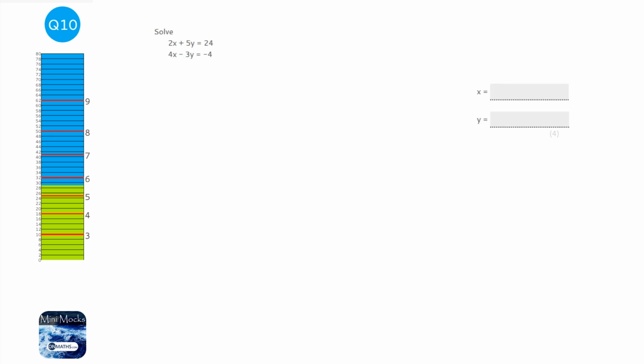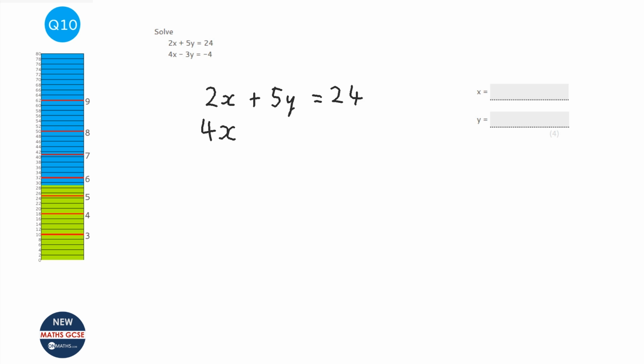Okay, so we have a set of simultaneous equations, and I'm just going to start off by just writing them out to give myself a bit more room, because it's a little bit too small otherwise. So I'm just copying out the question. Now, there's a list of things we need to do for these, and there are different methods. I'm just going to go through the main one.